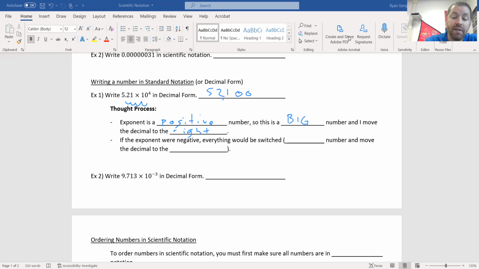If the exponent were negative, everything would be switched, meaning this is a small number, and I move the decimal to the left. Okay, and to the play pause it, I want you to try that one on your own.